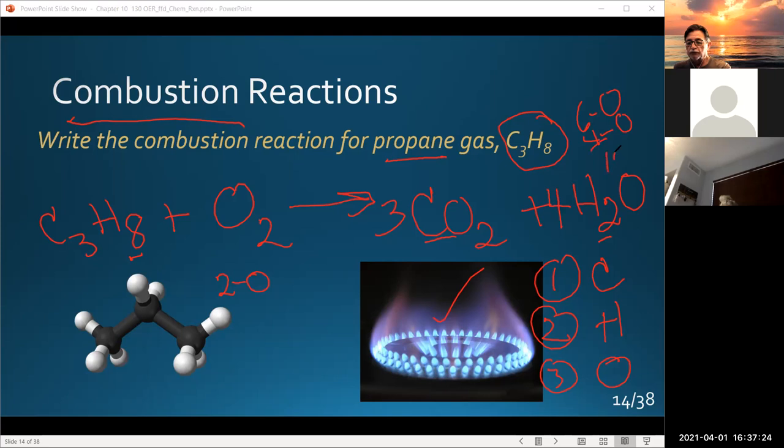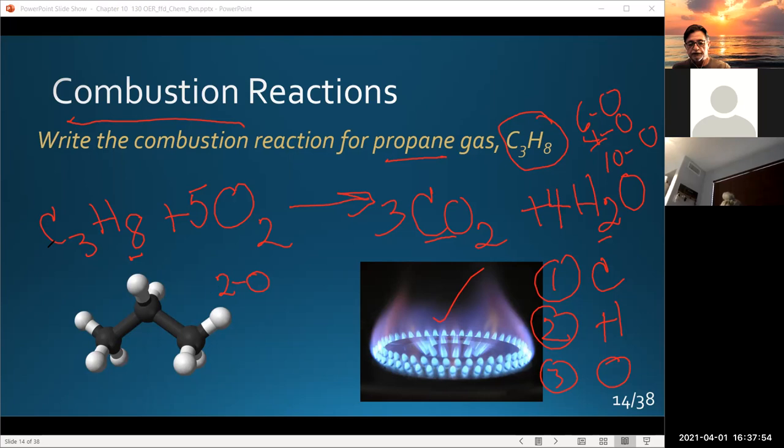So we have a total of 10 oxygens on the product side. To balance that, we simply put a 5, take half of that 10 and put it in front of oxygen. Why? Because oxygen is diatomic. And so you put a 5 there, and now you have a total of 10 oxygen atoms. And guess what? You're balanced with respect to hydrocarbons and the combustion of hydrocarbons.